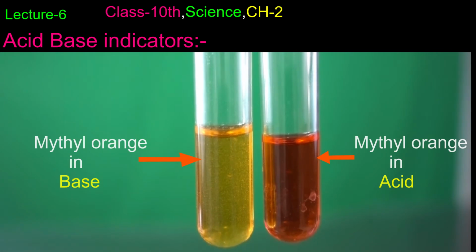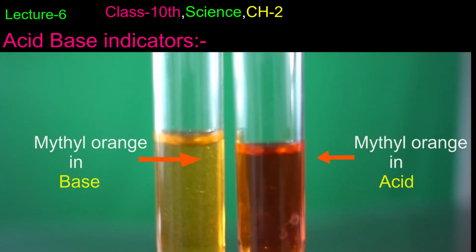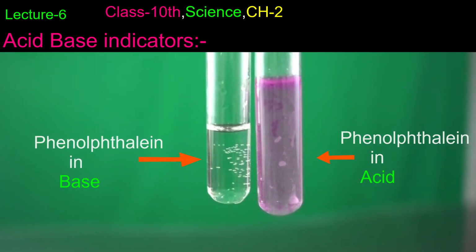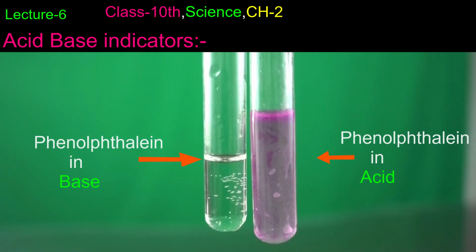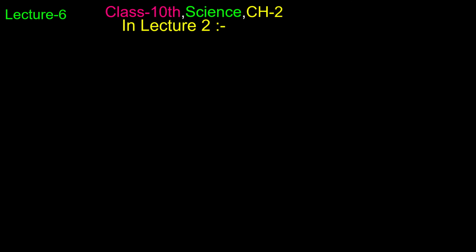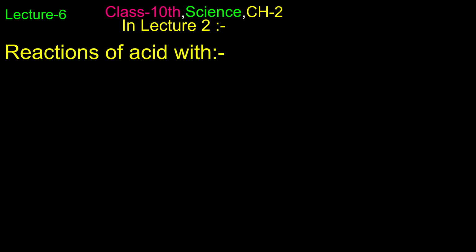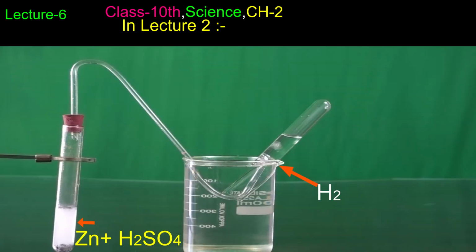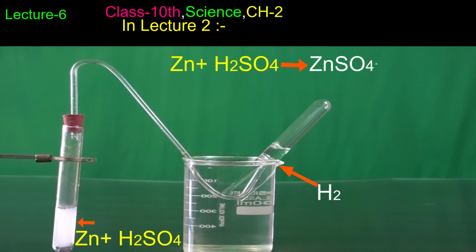By applying solution on an indicator or putting an indicator in the solution, we can come to know whether it is an acid or a base. In the second lecture, you learned the reactions of acids with, number one, metals. Zinc, or Zn, reacts with sulfuric acid, or H2SO4, to form ZnSO4, and hydrogen gas is evolved.